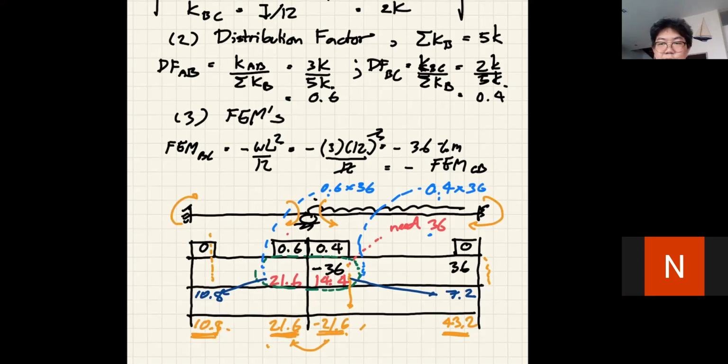Okay, notice how true it is for the carryover factor. This is twice greater than that. So whenever you have the moment here, whatever the number is, the half of the value will show up on the far end. Okay, pretty easy, right? That's it.